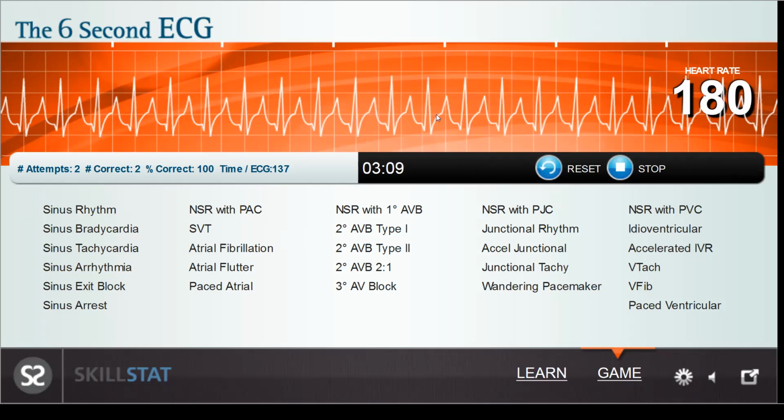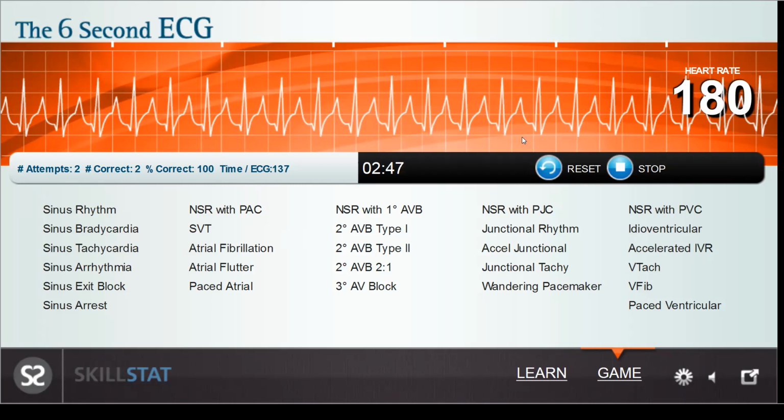SVT. This is what this is. SVT, supraventricular tachycardia. Why do I know this is SVT? Well, the heart rate is at 180. It's narrow complex, and there is no P wave. I can't see the P wave. If I could see the P wave, then I would say that it is sinus. But I can't say it's sinus because there is no P wave.